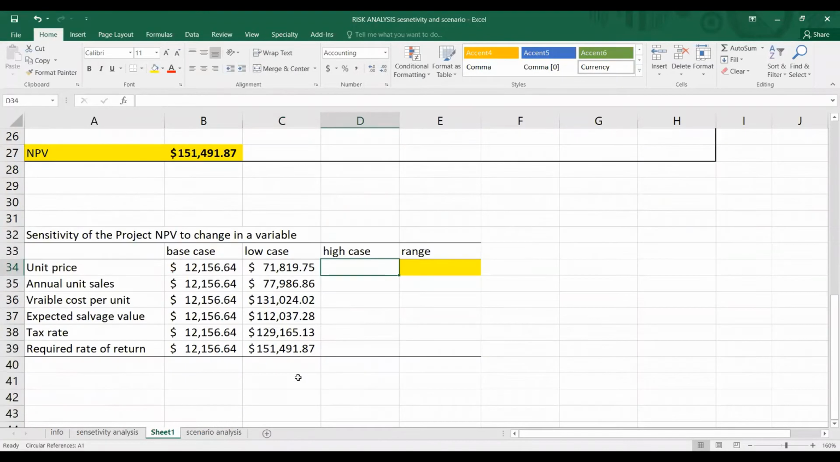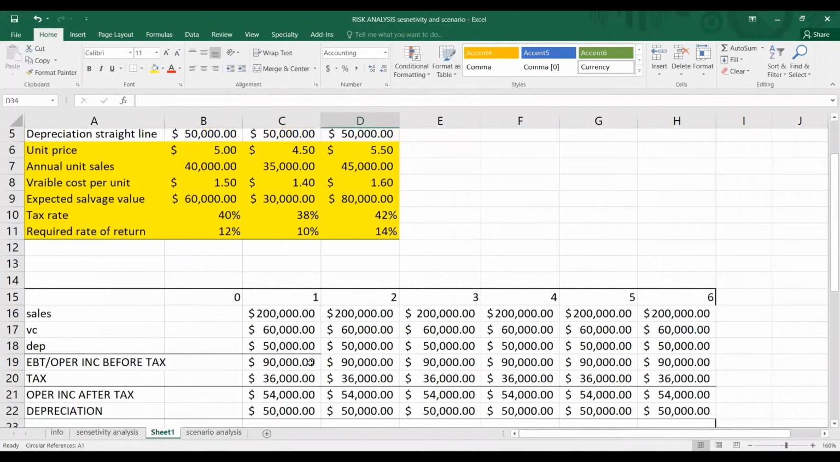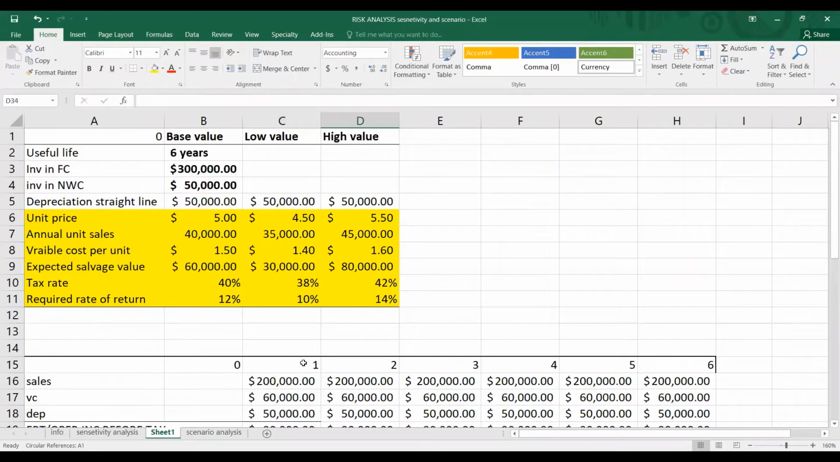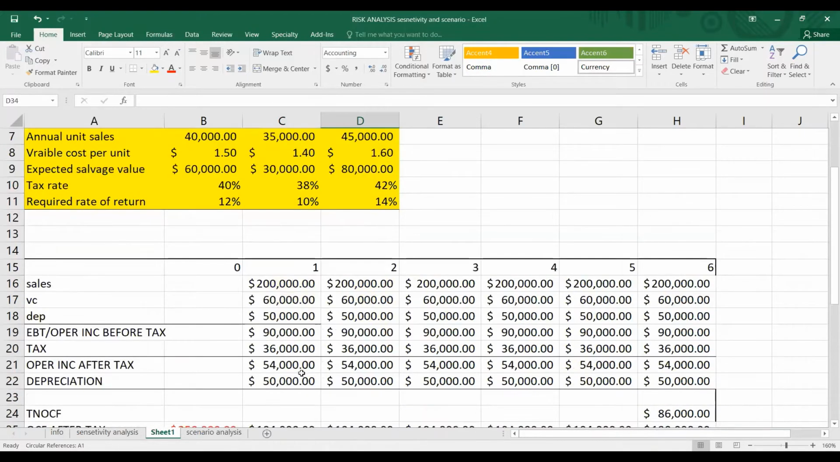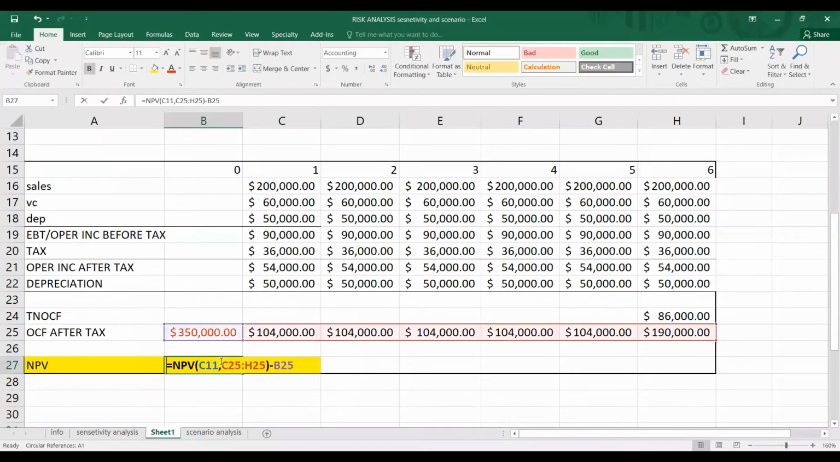And this was the lower case. If you reduce each variable, what will happen to your NPV? What if you increase it? But let me put it back, the NPV.